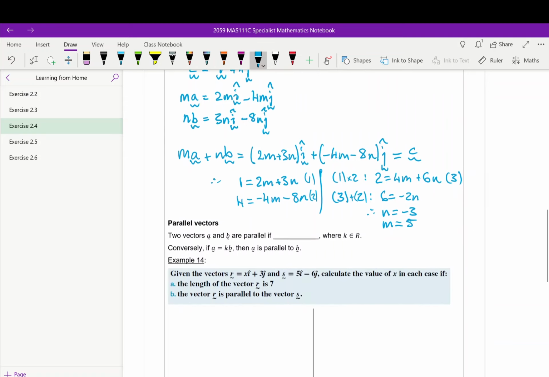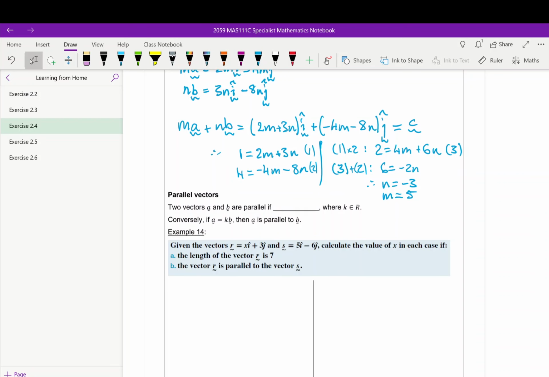Okay, parallel vectors. Two vectors, A and B, are parallel if A equals kB. So if one is a scalar multiple of another, then they're going to be parallel. Conversely, if one vector is a scalar multiple of the other, then A is parallel to B. So that property works both ways.